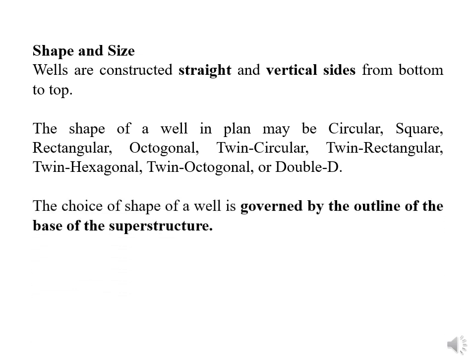The choice of shape of a well is governed by the outline of the base of the superstructure. Superstructure means pier or abutments. What is the size of the abutment? What is the size of the pier? Which size you need? Accordingly, you have to use the shape, right? Shape of the well foundation. Shape of the well foundation means what?